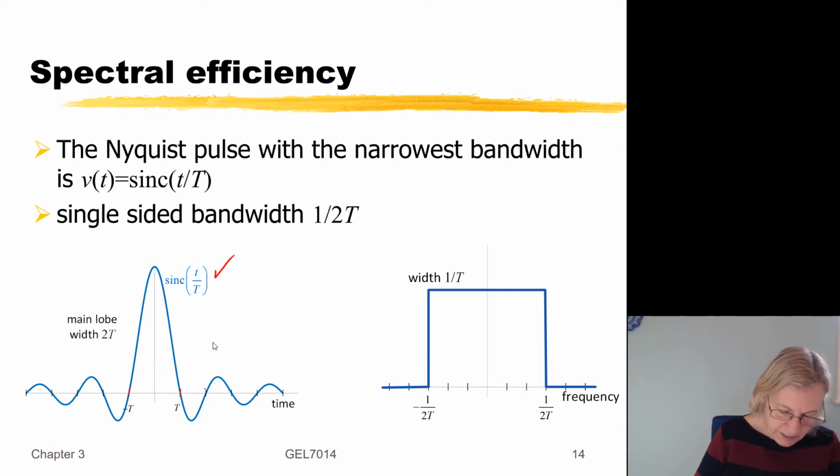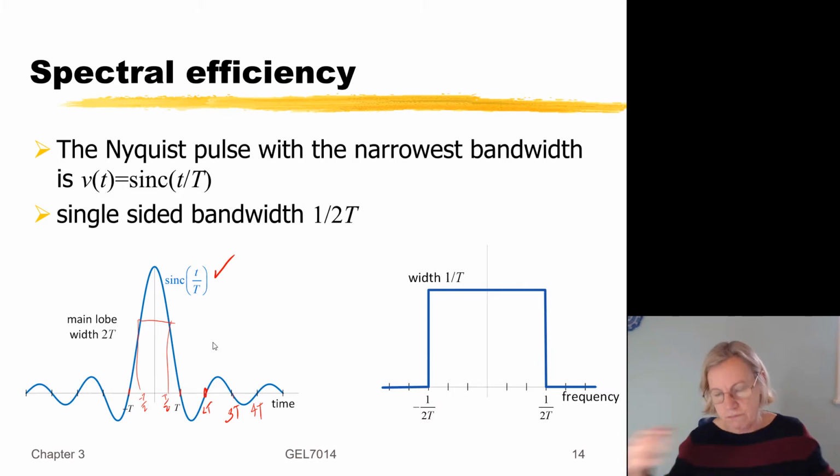zeros happen at multiples of T, so it clearly meets the criteria of being a Nyquist pulse. And a square pulse would have been from minus T over 2 to T over 2, but this one goes much larger, much greater in time.